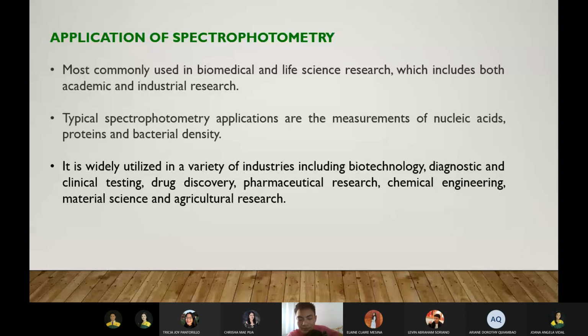Okay? So yan. So hindi lang doon yung nagagamit, you can also use this to quantify nucleic acids, no? Kung gusto mo malaman yung mga DNA dyan sa sample mo, yung protein sa sample mo, ginagamit din to.